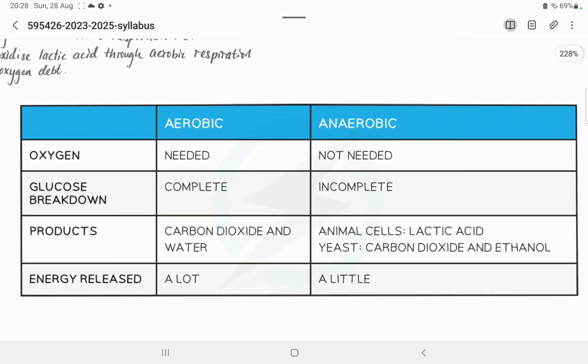So lastly, the differences between the aerobic and anaerobic respiration. Oxygen is needed for aerobic and then not needed in anaerobic. And then after that, glucose breakdown, complete for aerobic, incomplete for anaerobic. Products for aerobic respiration is carbon dioxide and water. And then actually plus energy also, a large amount of energy. Anaerobic, animal cells is lactic acid. For yeast, carbon dioxide and ethanol. And then less energy is produced.